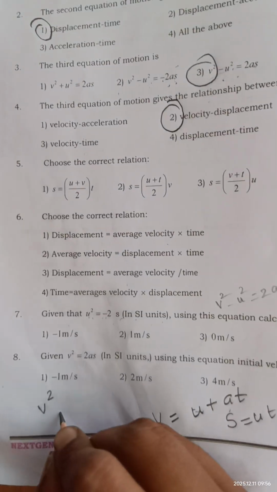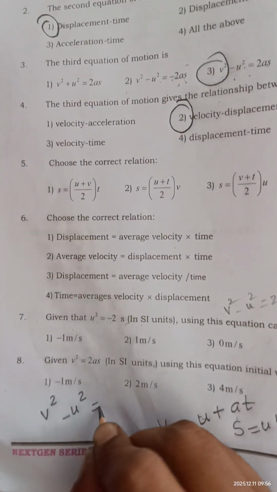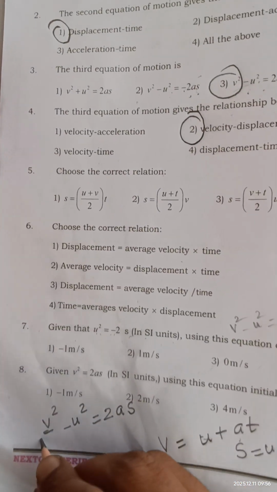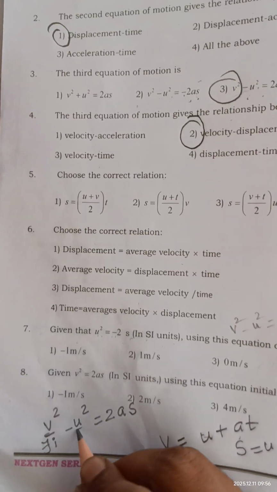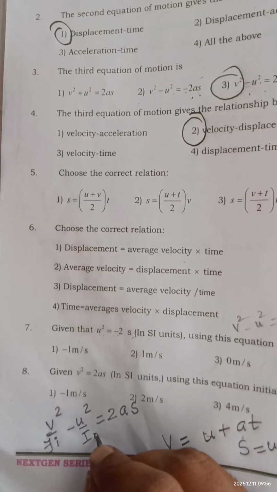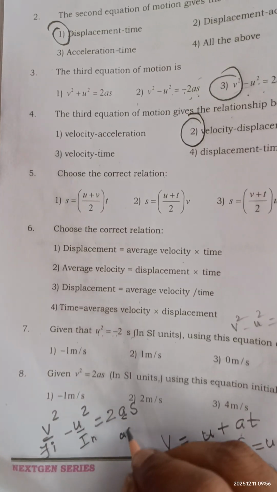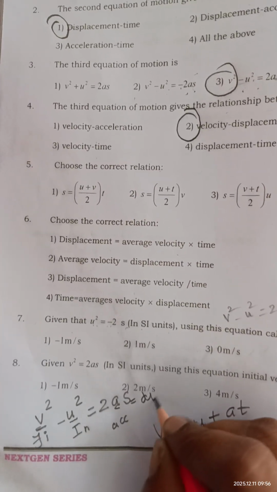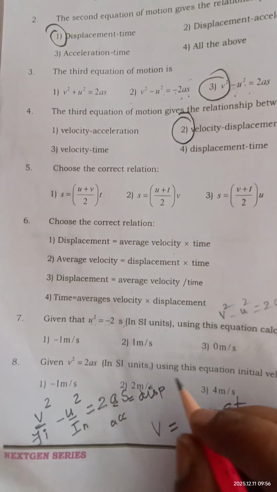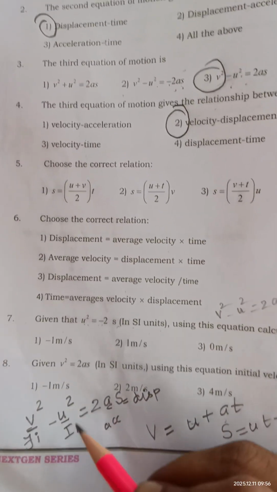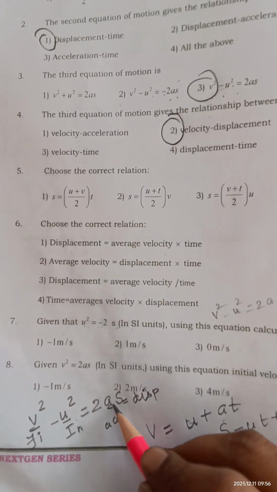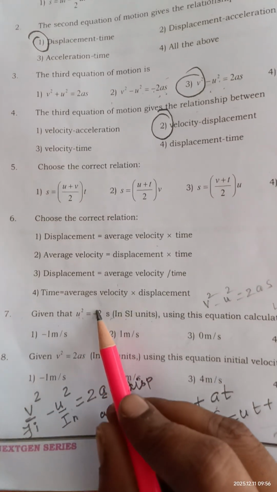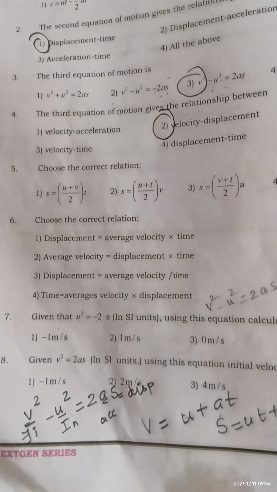V square minus u square is equal to 2as. So here V represents final velocity and u represents initial velocity. A represents acceleration. You all know this already, right? And S represents displacement. Okay, let me ask you. V for final velocity, U for initial velocity, A for acceleration, S for displacement. Now, this equation is in the form of the third one.